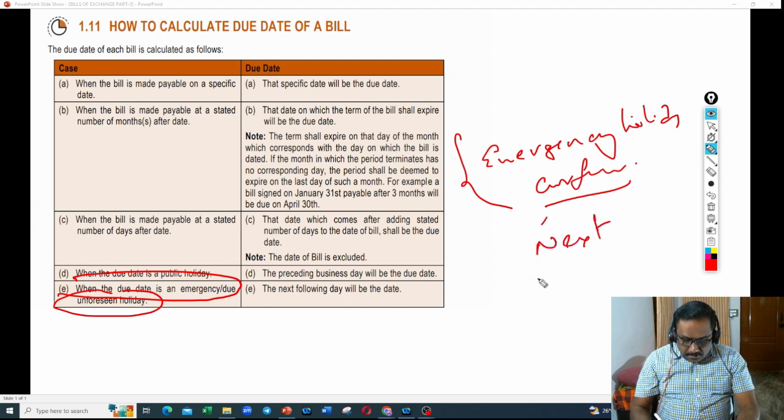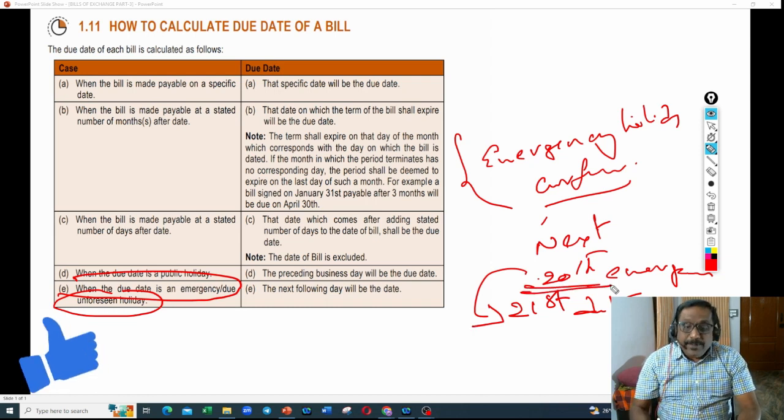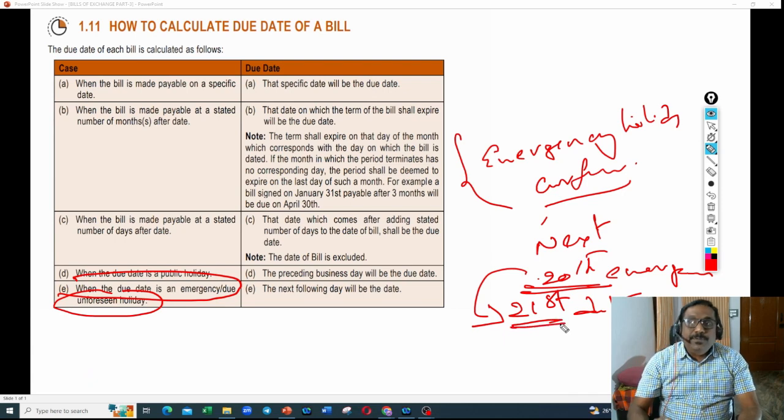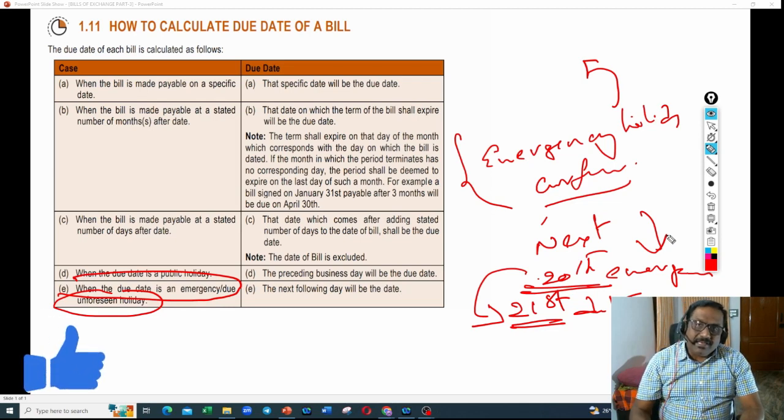Suppose August 20th is an emergency holiday. Okay? 21st will be your due date, the next following day. So emergency holiday is on 20th. Next following day will be 21st. So 21st will be your due date. So in case of public holidays, one day prior will be the due date. In case of emergency holidays, the following day will be your due date. So this is how the due dates have to be calculated.